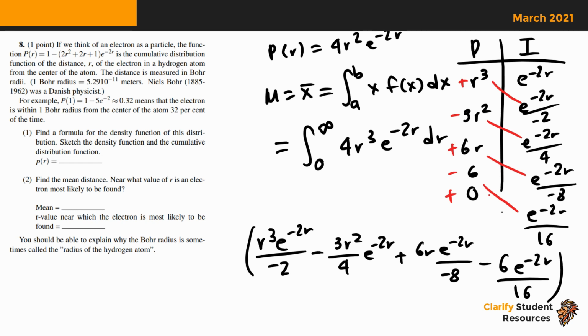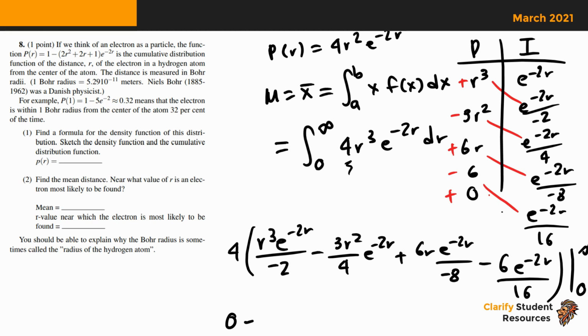Now all of this, because earlier we factored out the 4, there's a 4 out here. So remember that this whole thing is going to be integrated from 0 to infinity. What you're going to notice is that every single term has an e to the negative 2r over there. So when we plug in infinity, all we're going to be left with is 0, and then minus this whole term.